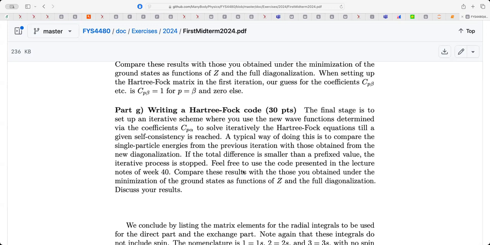So perhaps the worst case is the bookkeeping when you look at these different integrals.